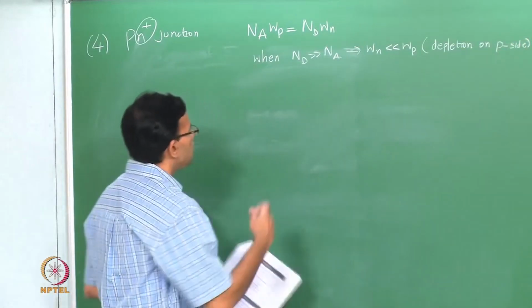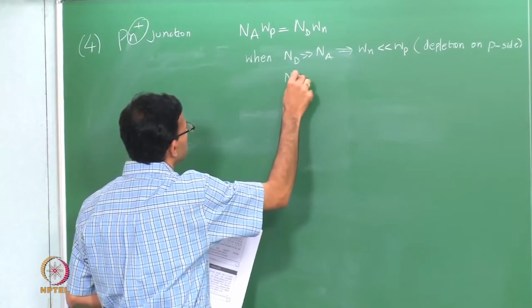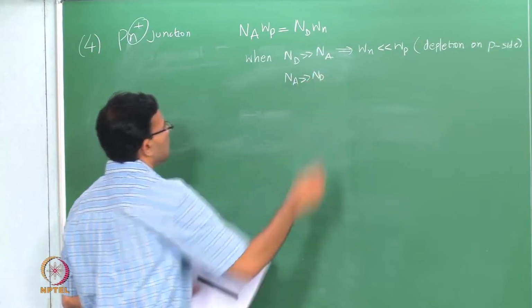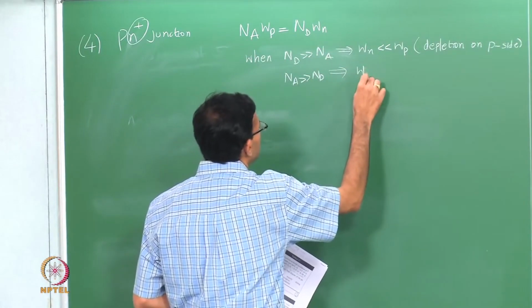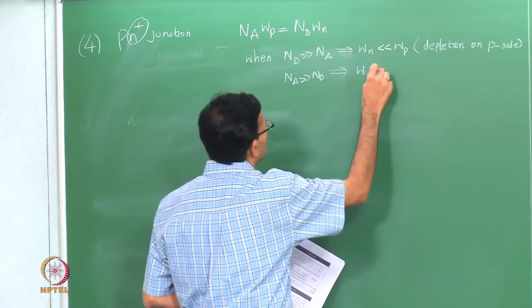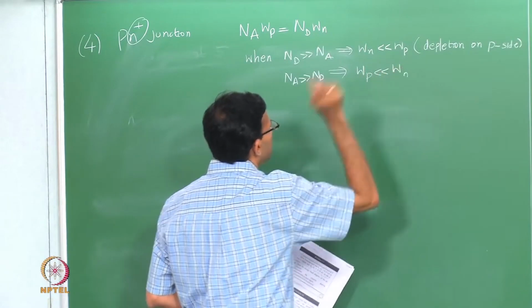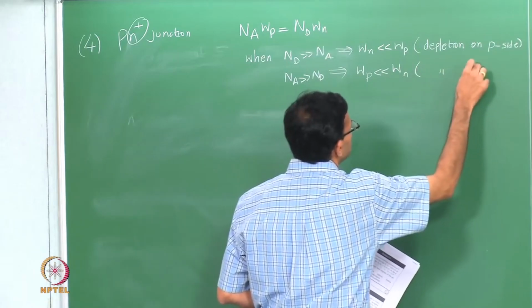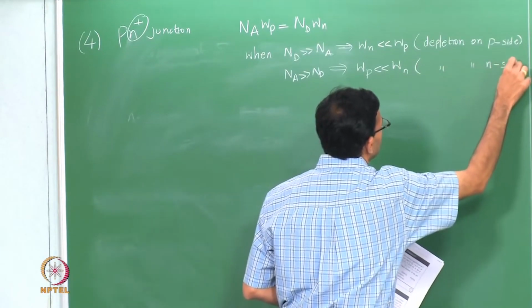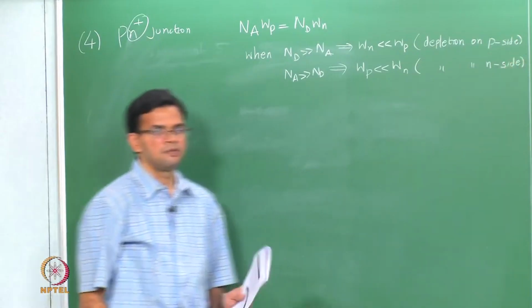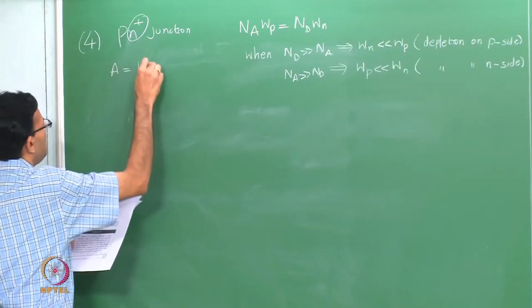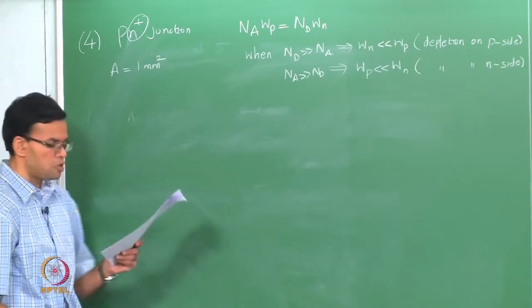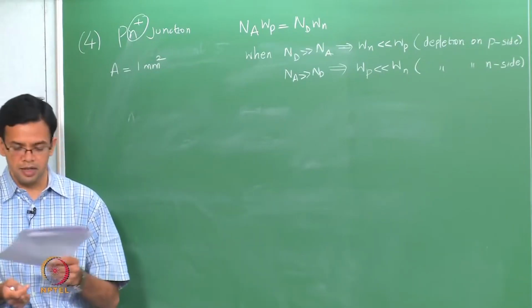I will also just write the reverse. When Na is much greater than Nd, then you have Wp much smaller than Wn, and the depletion is almost entirely on the N side. So, we have an abrupt PN junction. The cross sectional area A is 1 millimeter square. We will use the cross sectional area to calculate the current.